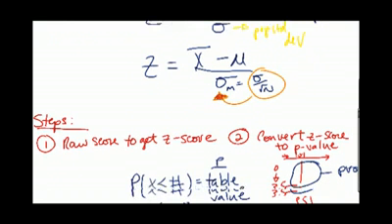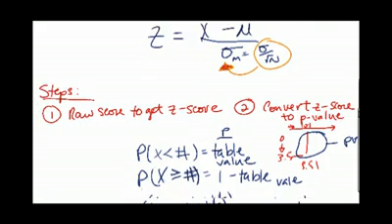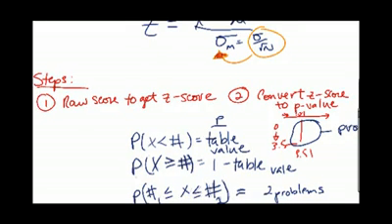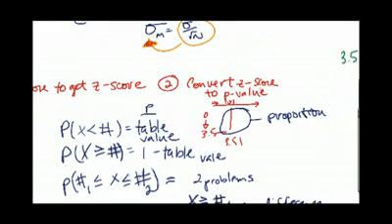So what are the steps? You got to plug your raw score, your population mean and your population standard deviation into your formula for z-score. Get a z-score and convert that to a p-value, and that's a proportion less than your data.